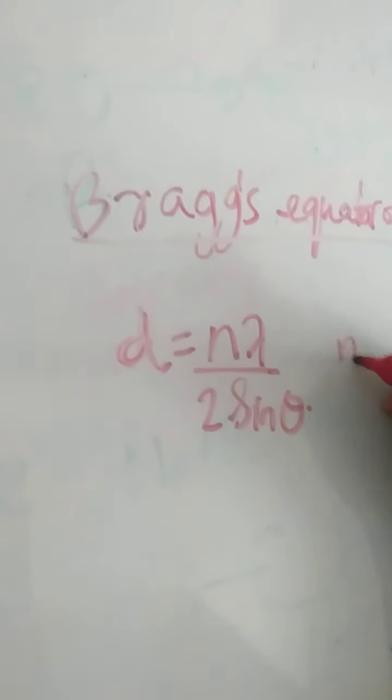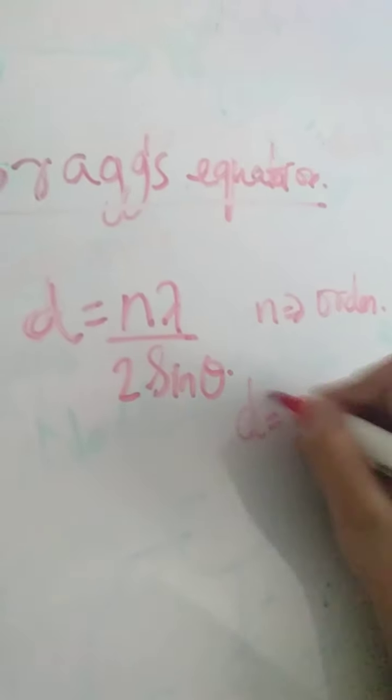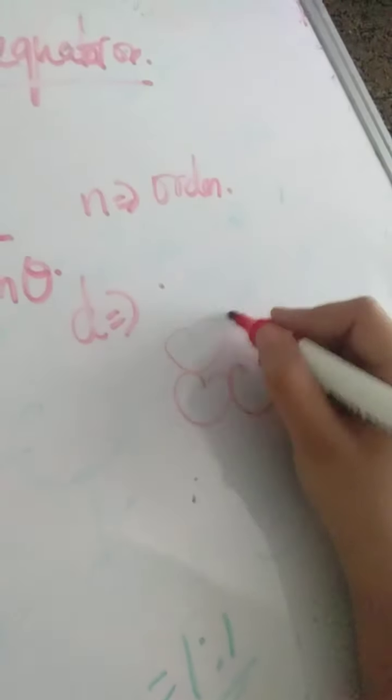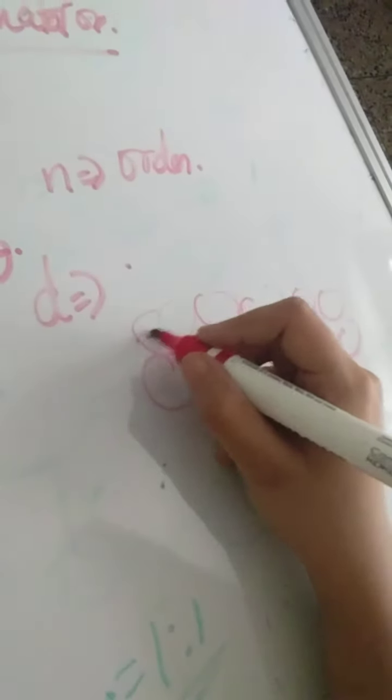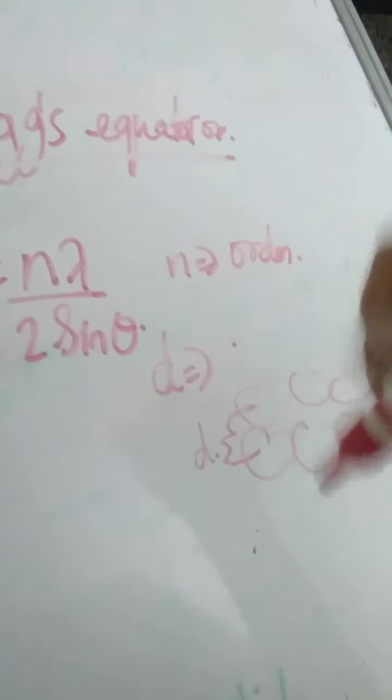So n is the order, usually 1 or 2, and d is the distance between two layers, like one layer over here and the second layer over here, so something like this, layers of atoms in the lattice. That distance is called d, and theta is the angle at which the X-ray is scattered. So this is the only thing that you have to study from this part, Bragg's equation.